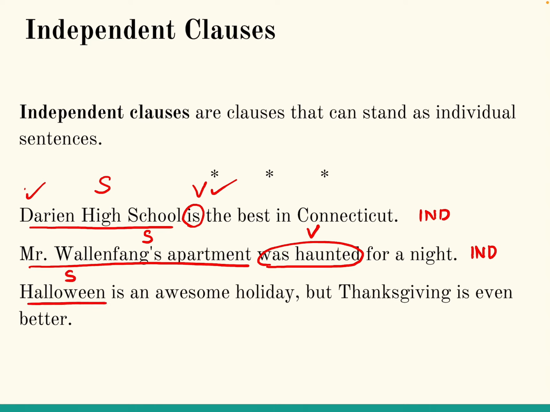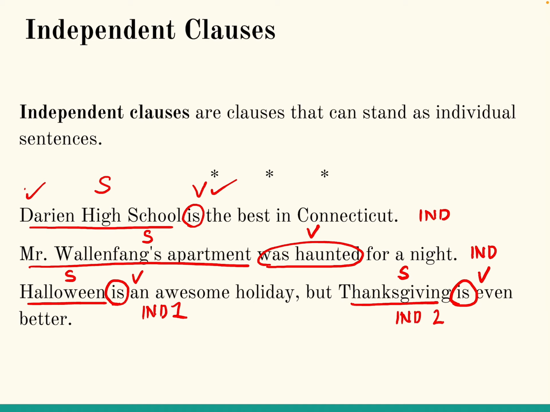Halloween, subject, is, from the verb to be, predicate, an awesome holiday. Now I got a part two to this sentence though. But Thanksgiving, new subject, is, new predicate, even better. Now I have an independent clause 1 followed by an independent clause 2.